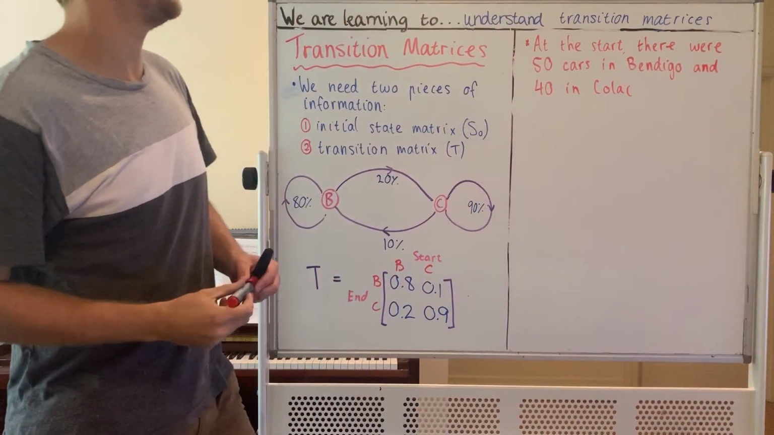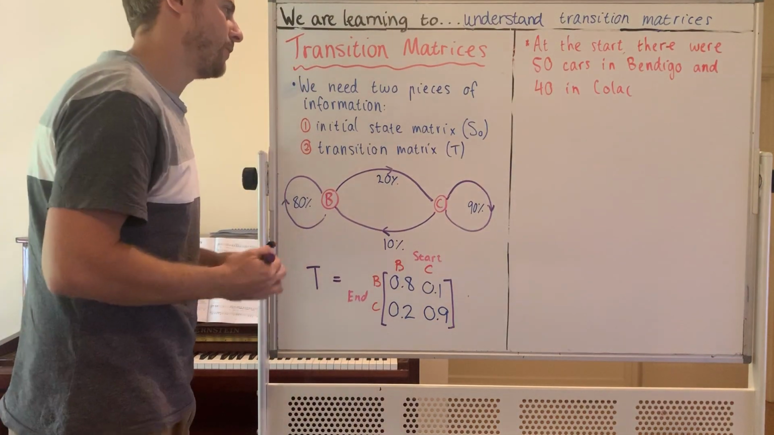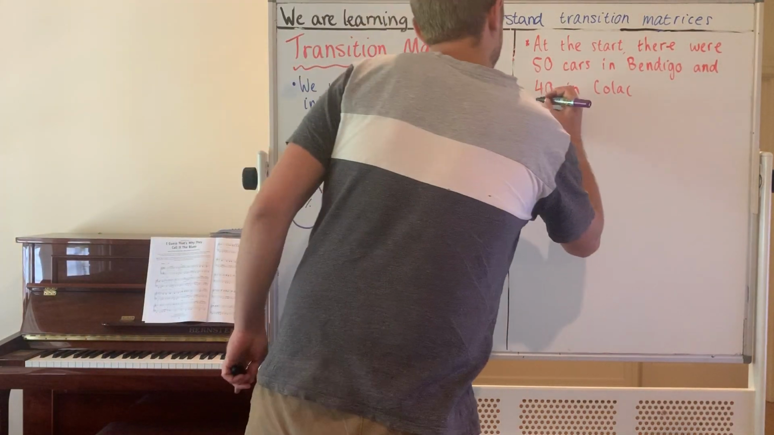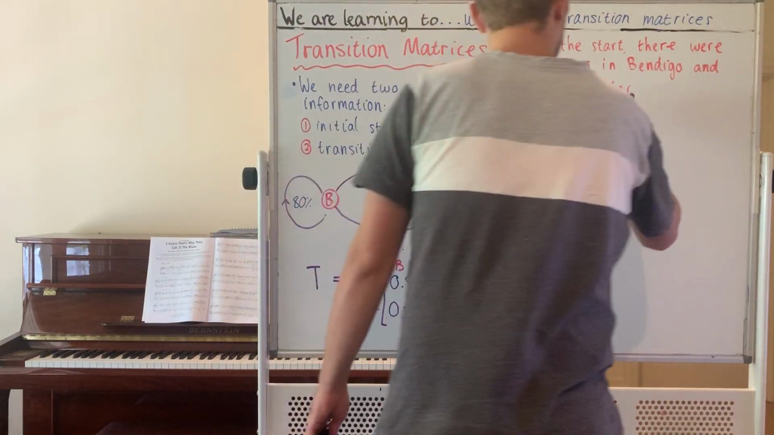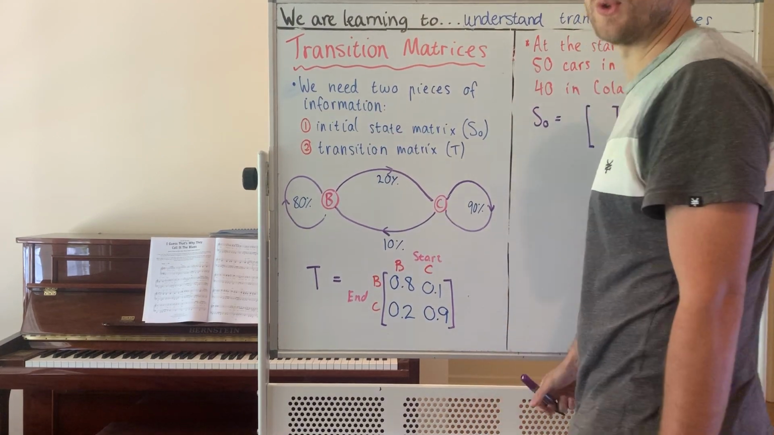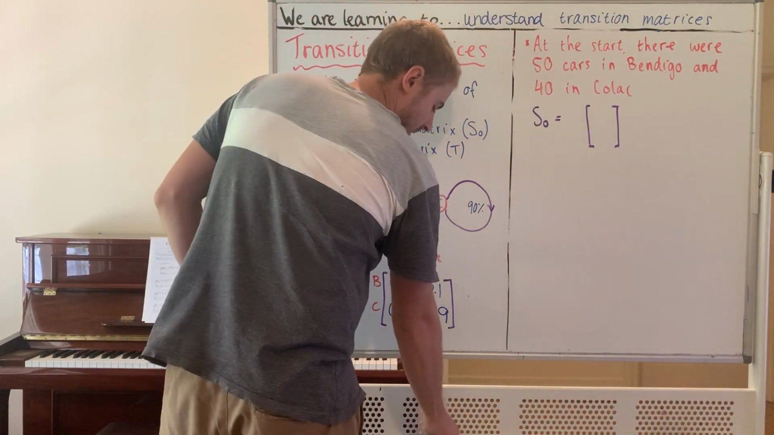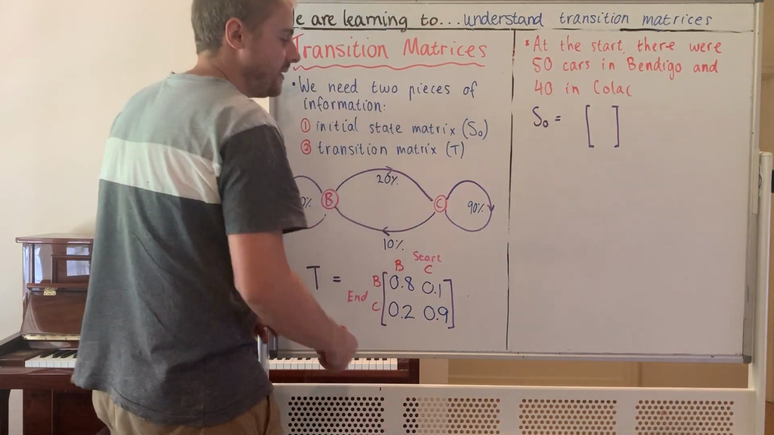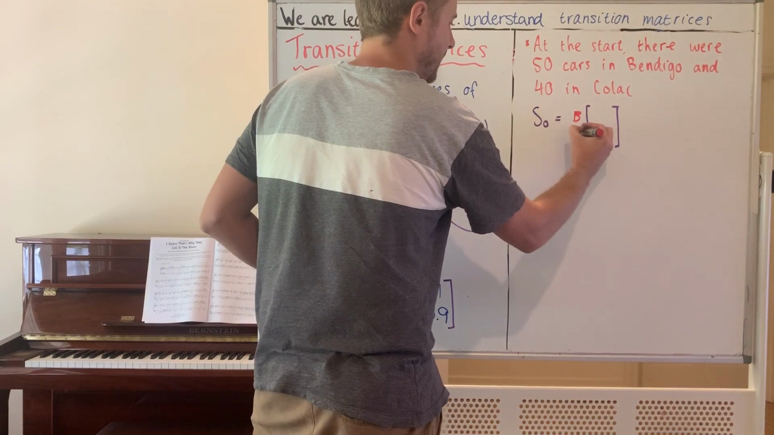Alright, so now we've got information to create our initial state matrix. The way we write this is S0, where we're initially starting. Initial state matrices are always 2 by 1, so they always have 2 rows and 1 column. Over here, we did Bendigo then Colac, so we're going to be consistent here. We'll do Bendigo then Colac.